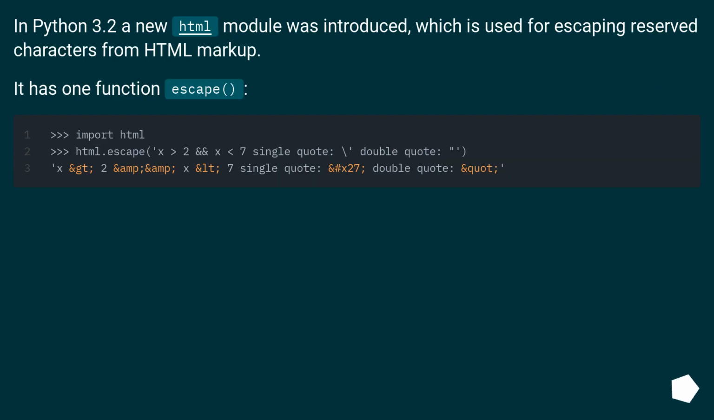In Python 3.2 a new html module was introduced, which is used for escaping reserved characters from HTML markup. It has one function: escape.